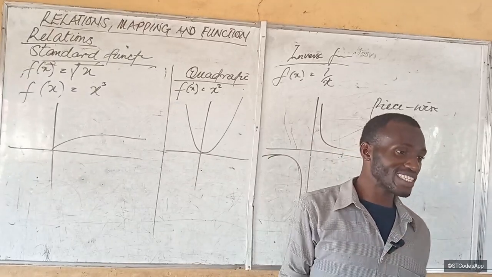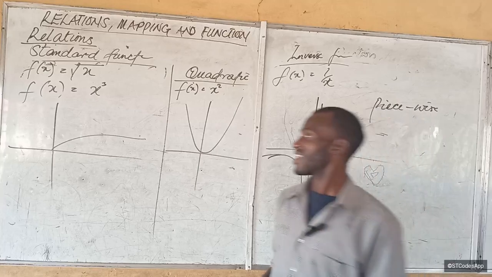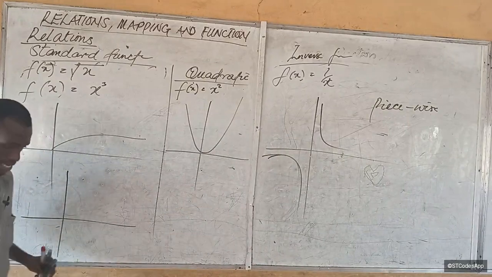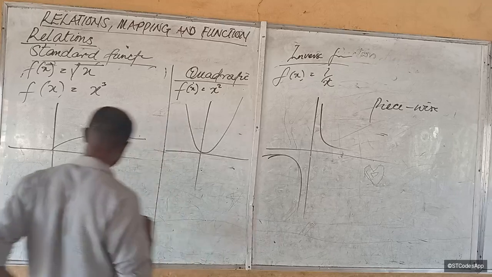You have eaten with it. Shame on you. How about this guy? F of x is the cubic. How will the cubic look like? This one I can't even really remember. But I think it's something like this.